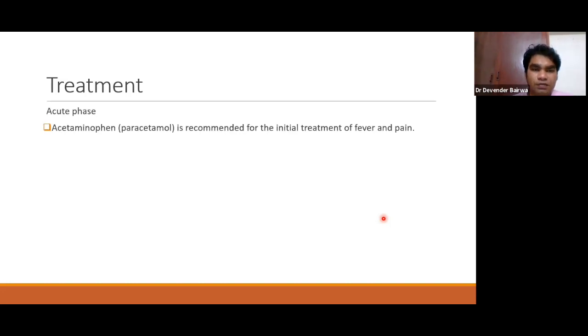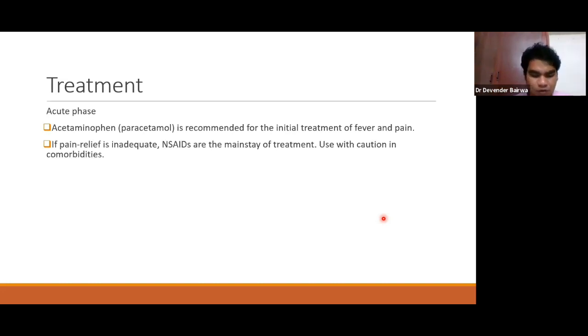As far as treatment is concerned, we know for viral illnesses there are no specific treatments. We have conservative treatment. In the acute phase, we can give PCM for initial treatment of fever and pain, because we know that the risk of unknown dengue fever is there. So generally, if pain relief is adequate with PCM, we go with it. If it is inadequate, we can go with NSAID, but we have to use it with caution because of either comorbidities or risk of dengue fever.